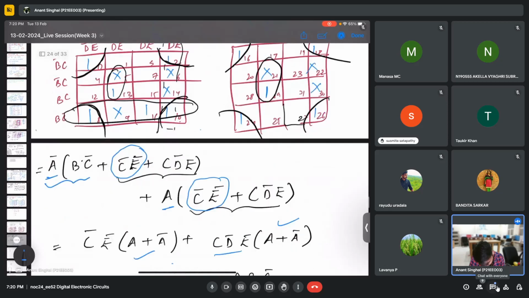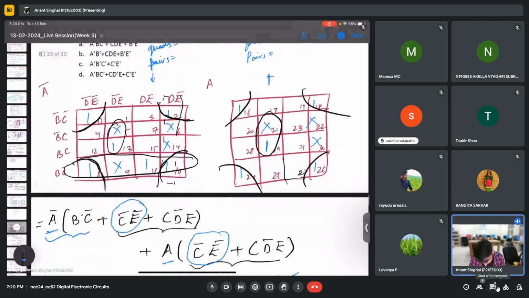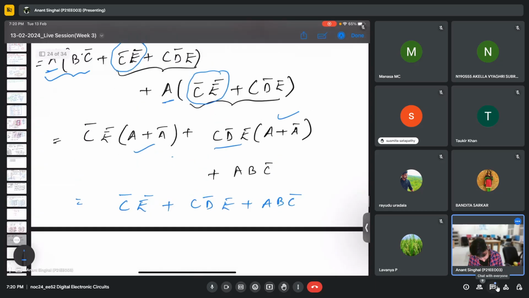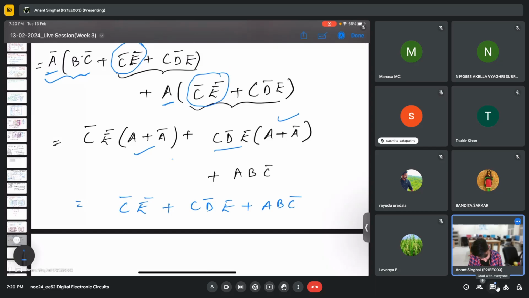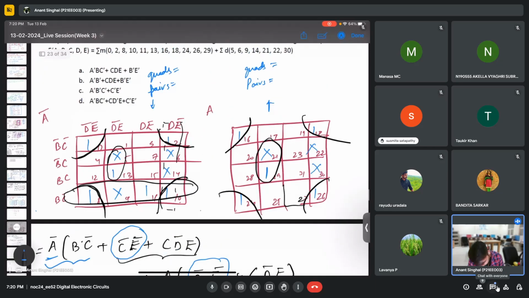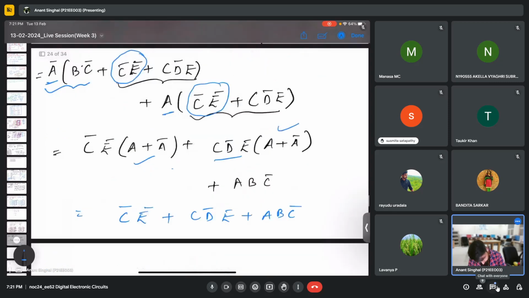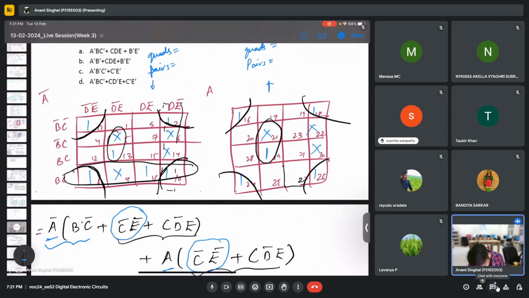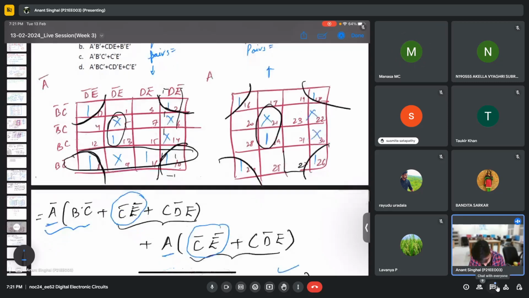Is there any option? Something like this. C complement E complement. I guess there is more minimization here. Okay. Is there any option? A, B, C complement. But I've written something wrong. Sir, the first expression is wrong. Okay, so let me check again.